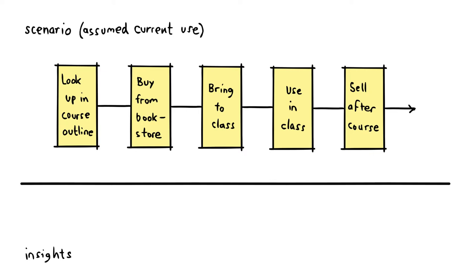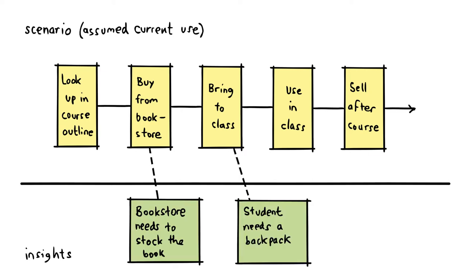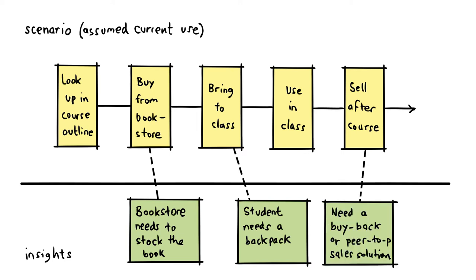And a crude pass at that might yield, well, I guess the bookstore needs to stock the books. She's bringing a lot of books to class if she's taking more than one, so she needs a backpack. And okay, there might need to be a buyback from the bookstore because she wants to sell them, or a peer-to-peer selling solution or something like that. So this is what 10 minutes in I might have in front of me in terms of this scenario. It's not good enough, but it's a start.